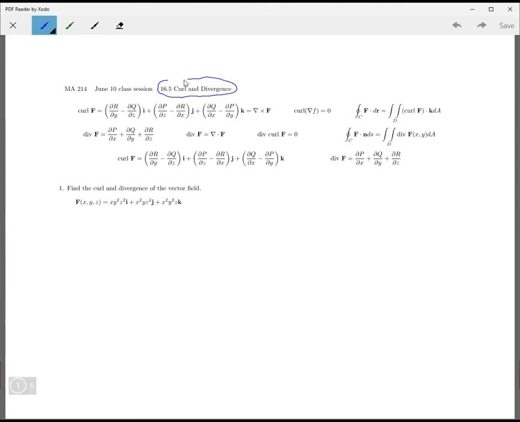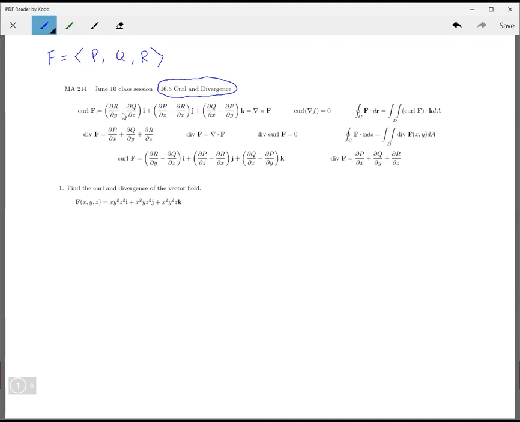Okay, so curl and divergence. This is the formula for curl. The context is where you have a vector P, Q, R. Each one of these is a function of x, y, and z. So P is a function of x, y, and z. Q is a function of x, y, and z, and R is a function of x, y, and z.